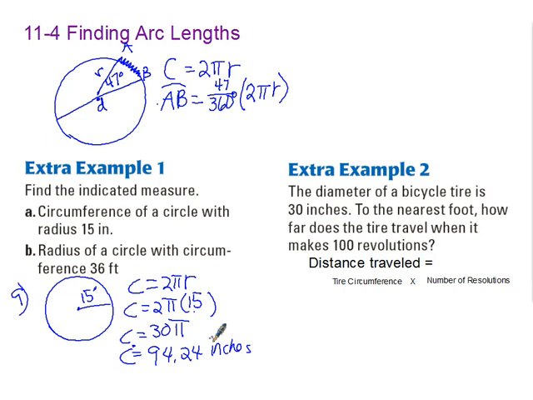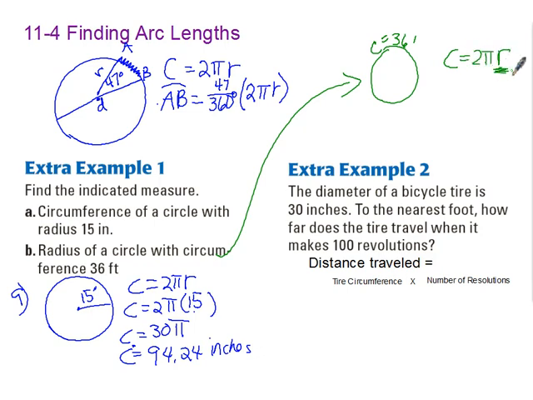So B says find the radius of a circle with a circumference of 36 feet. So now we're kind of going backwards, and we'll do the radius, part B. We'll draw our circle. It says that the radius of the circle is what you're trying to find, but the circumference equals 36 feet. So we'll say C, circumference, equals 2 pi r. We're trying to find the radius this time. The circumference is 36, so 36 equals 2 pi r.